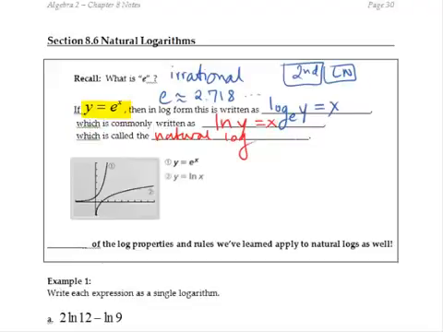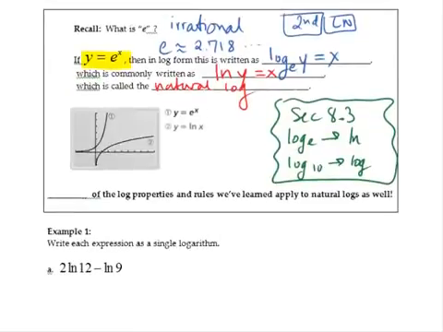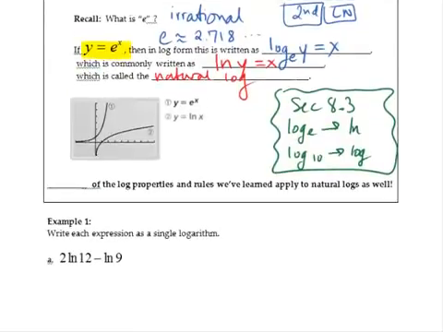There's another type of special log. If you think back to our first lesson on logs, section 8.3, we said that not only does log base e become natural log, but log base 10 just becomes plain old log. So if you look back at that section, it talks a little bit about this as well. But today we're going to focus on what rules and what properties work with the natural log.